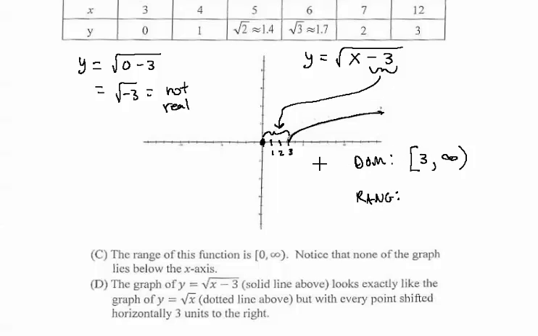Now for the range, this parent function square root of x hasn't been shifted up or down. So typically when you don't do that, it doesn't change the range. So that is still the same as the previous page, 0 to infinity, bracket for 0.